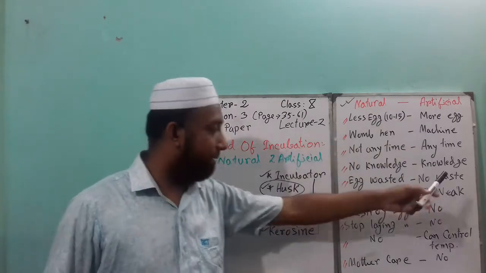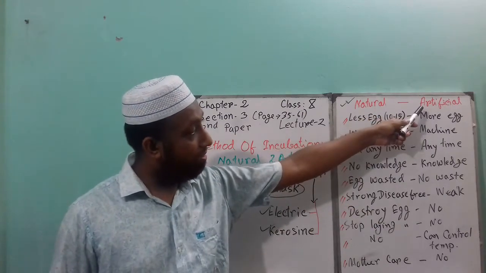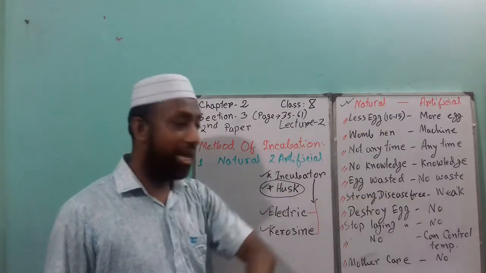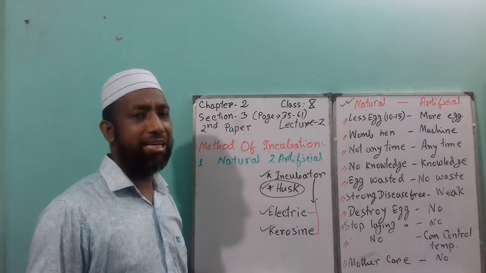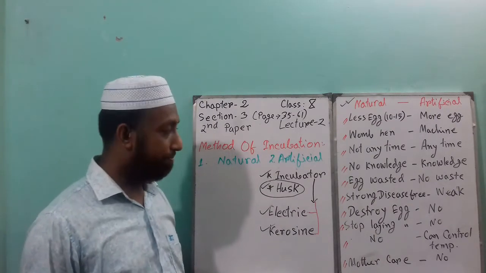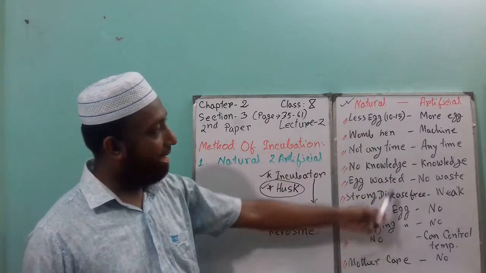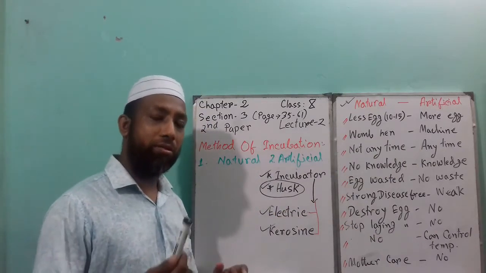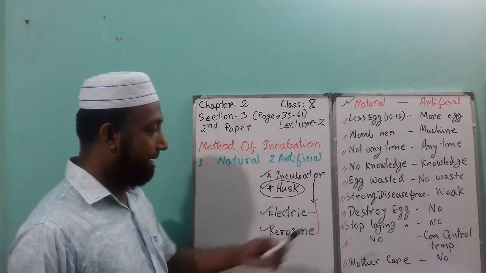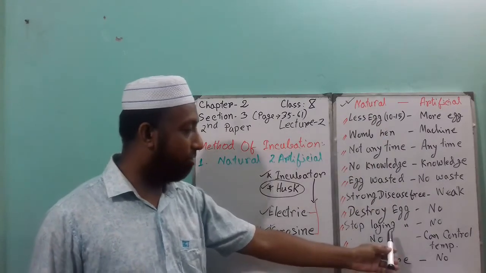What about the artificial method? In this method the chicken will be weak and infected by different diseases. So that is not good for the farmer. Next point is, I told you, destroying the egg. But in the artificial method, there is no point of destroying the egg.